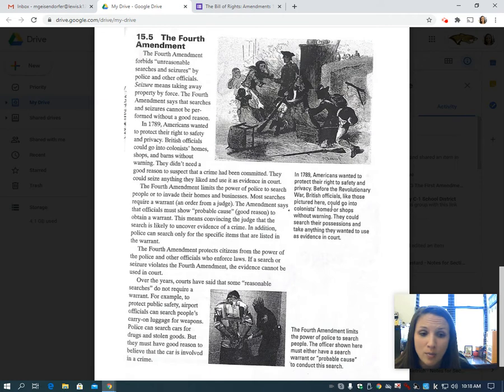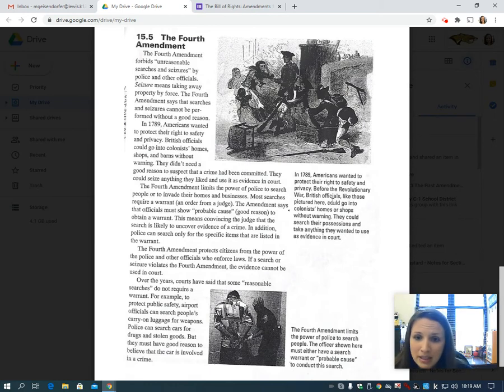They cannot come into your home and take things without having a good reason, and they probably have to have a warrant as well. So in the second paragraph, it says, in 1789, Americans wanted to protect their right to safety and privacy. British officials could go into colonists' homes, shops, and barns without warning. They didn't need a good reason to suspect that a crime had been committed. They could seize anything they liked and use it as evidence in court. So again, this goes back to something the British did to the colonists that they didn't like. Now they made a rule or an amendment that states you can't do this in America.